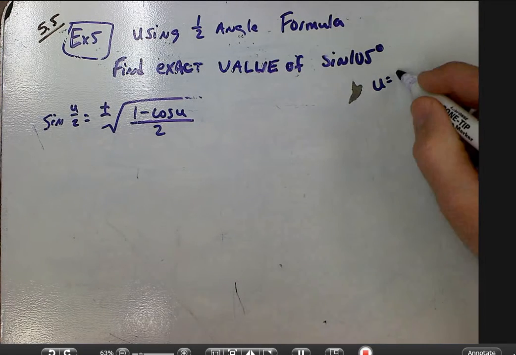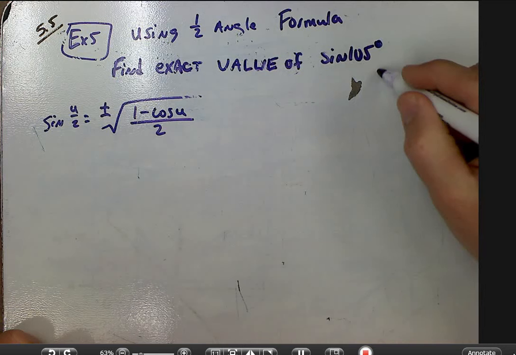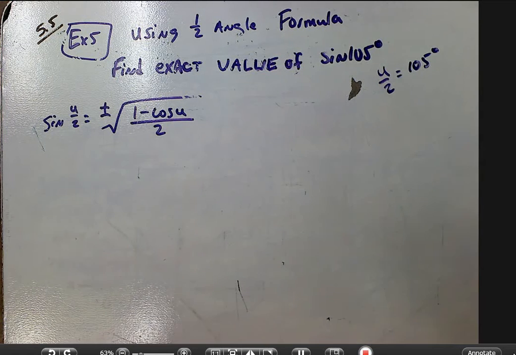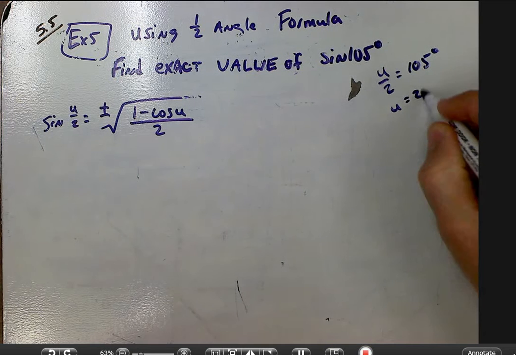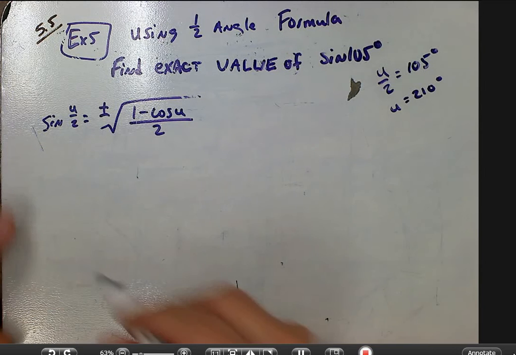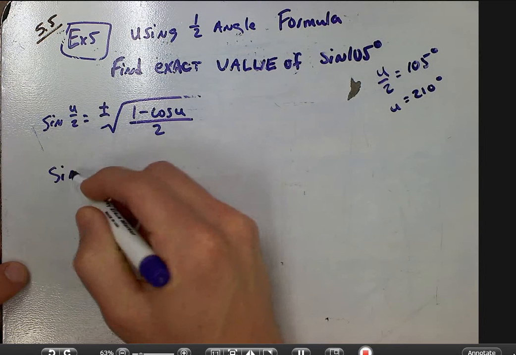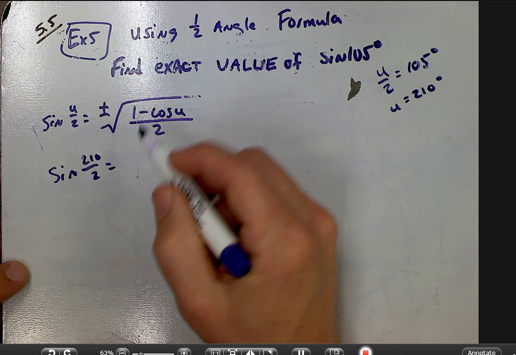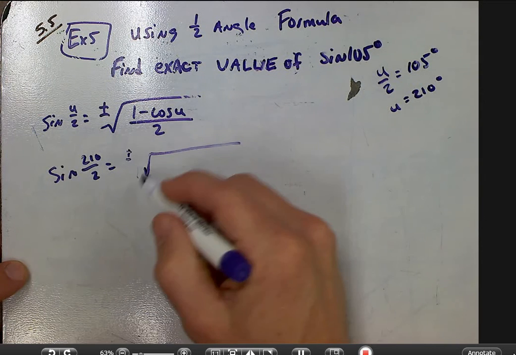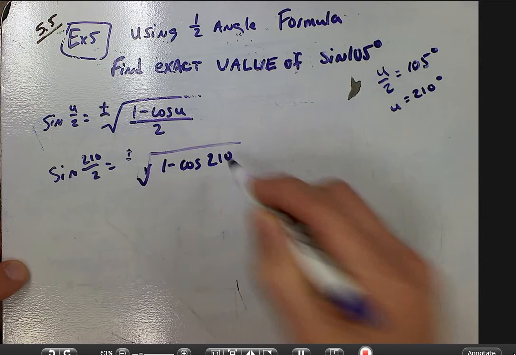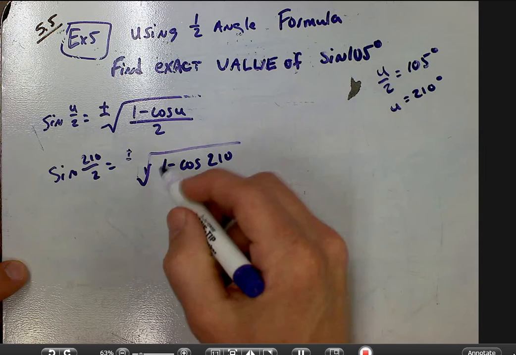Well, let's back that up. u divided by 2 has to equal 105 degrees. Therefore, u equals 210 degrees. So the sine of 105 is equal to the sine of 210 divided by 2, which is plus or minus the square root of 1 minus the cosine of 210, because u is 210, all divided by 2.